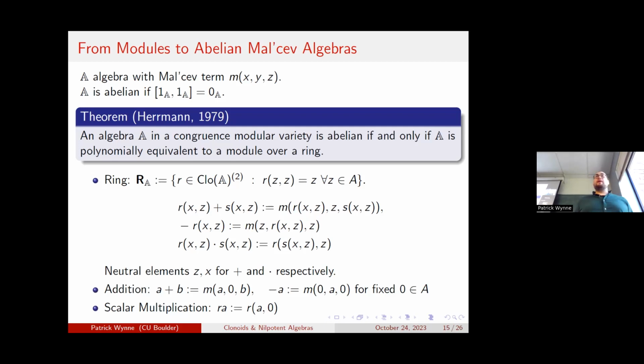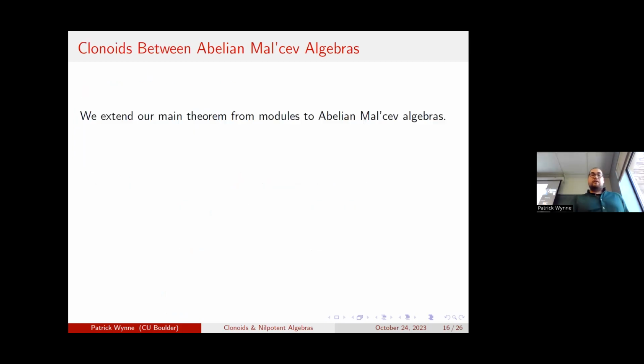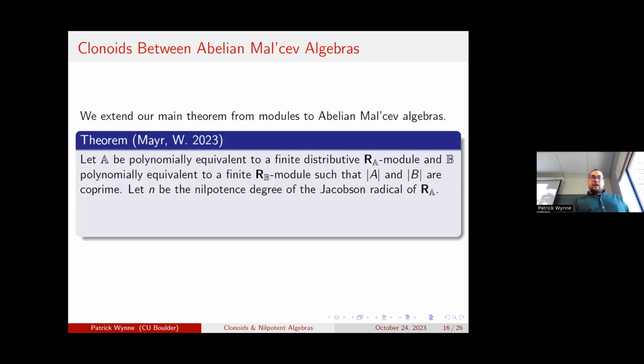So if we expand by constants, then an abelian Mal'cev algebra is essentially a module over a ring. Now we'll generalize our result, instead of A and B being modules, to A and B being abelian Mal'cev algebras. If A is polynomially equivalent to a distributive R_A-module, and B is polynomially equivalent to a finite R_B-module, so that A and B are co-prime, and n is the nilpotence degree of the Jacobson radical. So now it's the exact same setup as before, except I replaced 'A is a module' with 'A is polynomially equivalent to a module', and similarly for B. Then every clonoid from A to B is generated by its subset of n+1-ary functions.